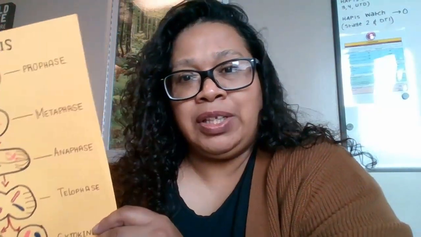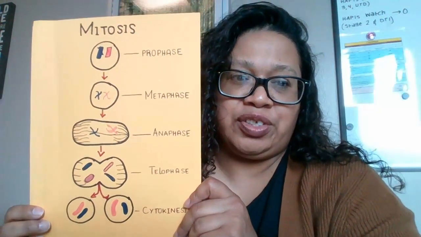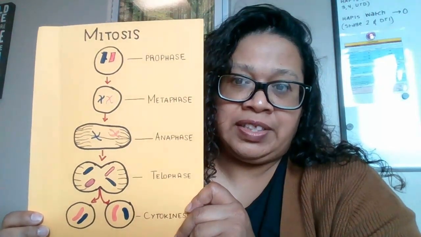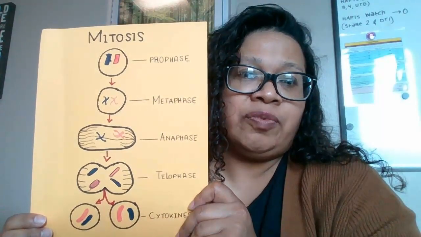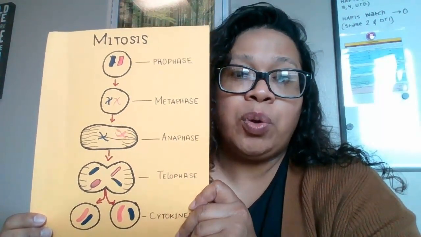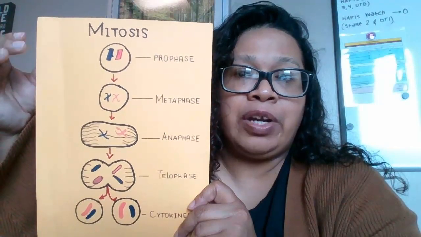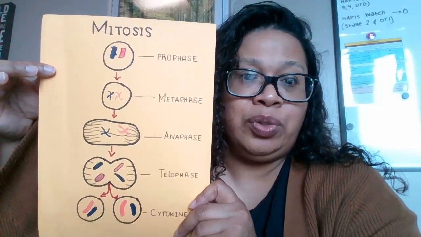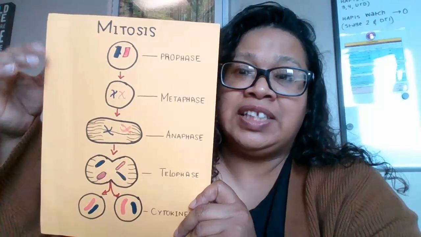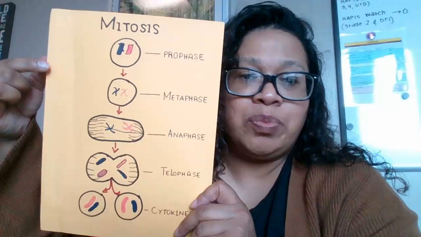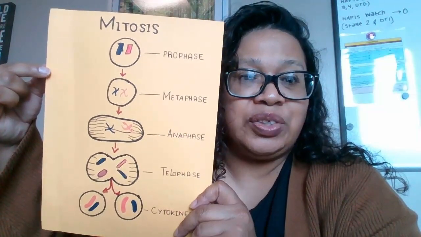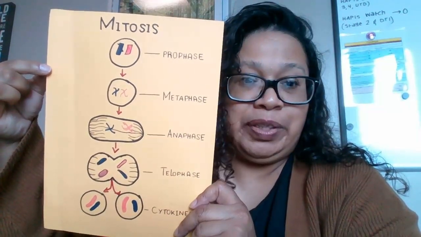In the next one, I have the stages of mitosis. Mitosis has 6 stages, 6 phases that it goes through. We start with the first stage, which is the prophase, during which the chromosomes condense and prepare to attach to the spindle, a cellular structure that facilitates the movement. It goes to the metaphase, where the chromosomes align in the center of the spindle.